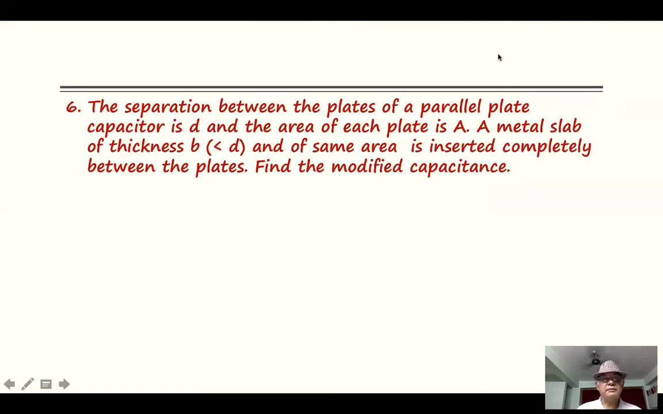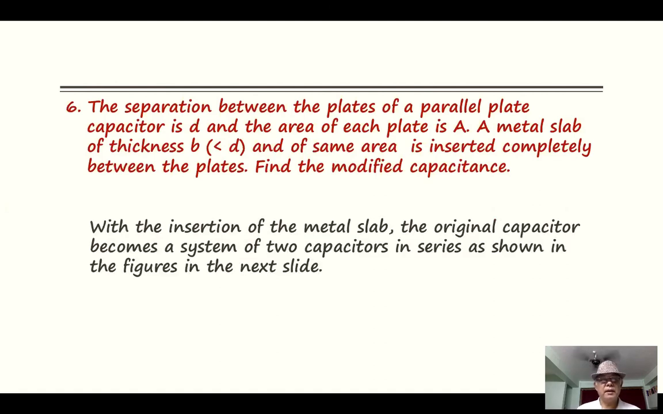Number 6. The separation between the plates of a parallel plate capacitor is D and the area of each plate is A. A metal slab of thickness B, which is less than D and of same area, is inserted completely between the plates. Find the modified capacitance. With the insertion of the metal slab, the original capacitor becomes a system of two capacitors in series as shown in the figures in the next slide.